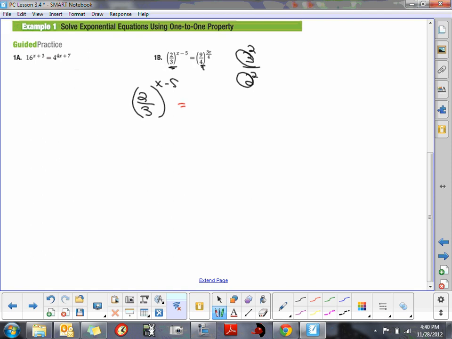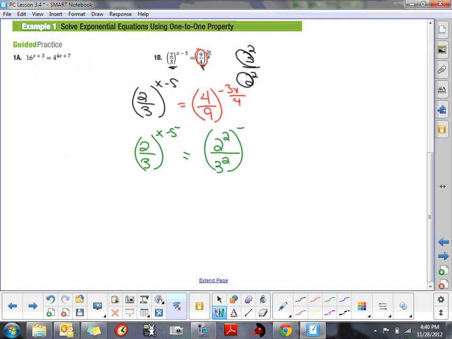There's a couple things here that need to be done. Number one, I want to reciprocate this value. The only way we can reciprocate that value is to raise it to a negative power, so it's negative 3x over 4. Next thing I want to do is rewrite the 4 and 9 as factors of 3 and 2, so the left side is going to stay the same, equals 4 is 2 squared, 9 is 3 squared, and that's raised to the negative 3x over 4 power.